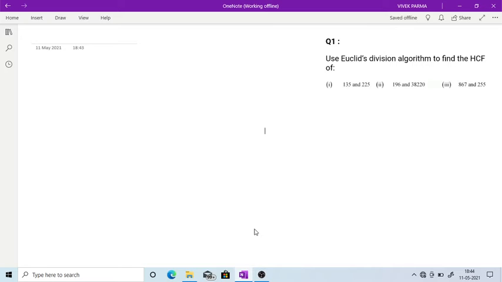So today I'm going to start this another session of real numbers, right? And I'm going to discuss all the questions of real numbers from NCERT book, right? So let's see, we have a question on the screen. Use Euclid's division algorithm to find the HCF of all these numbers, right? So this is from exercise 1.1, right, from real numbers, right?